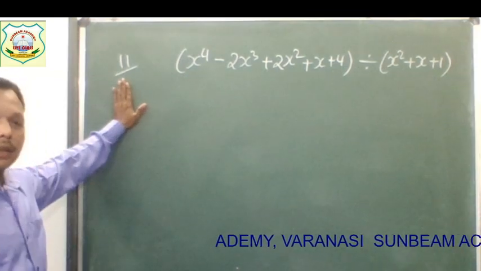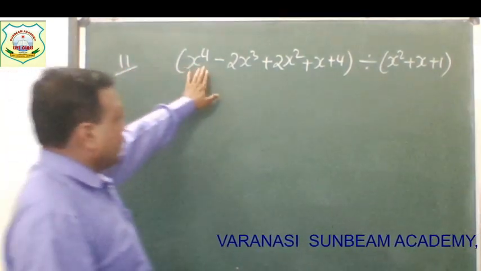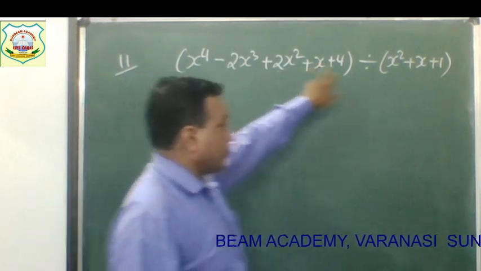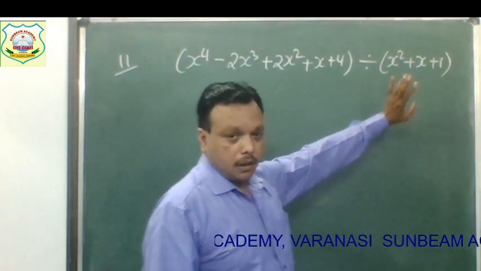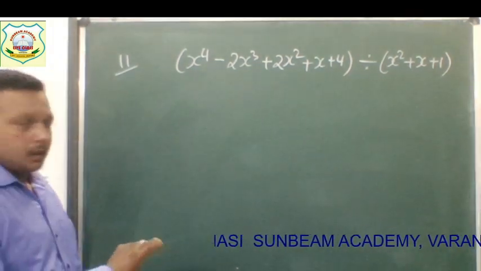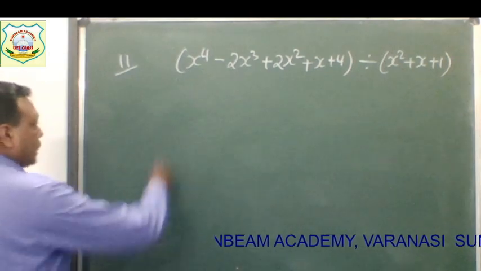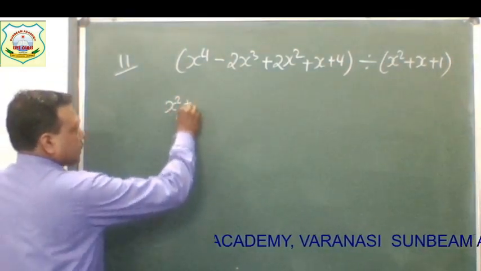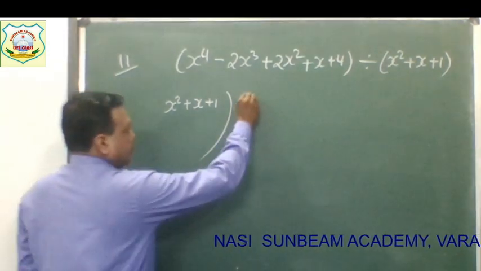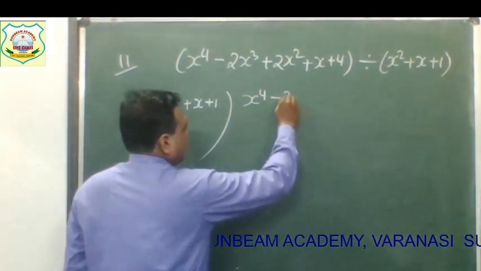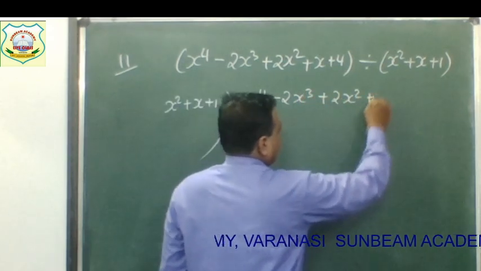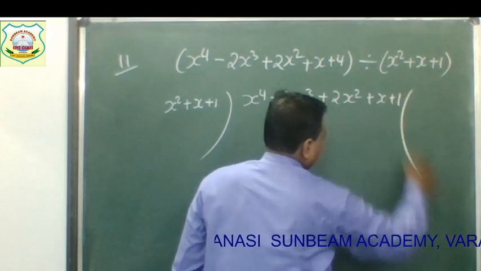Compared to question number 10, 9 or 8, here, how many terms? These are polynomials, not binomials. Clear, students? So how will we do it? The procedure is the same, not different. The divisor is x square plus x plus 1, and the dividend is x power 4 minus 2x cube plus 2x square plus x plus 4.